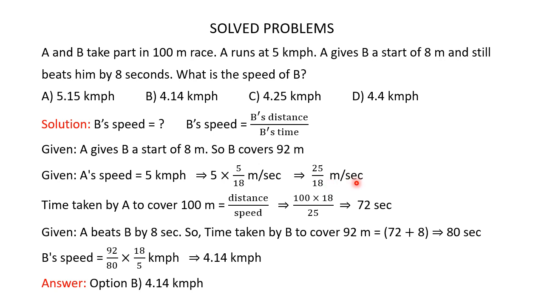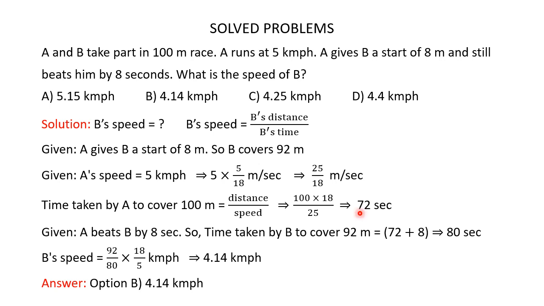So substituting those values here, we get time taken by A to cover 100 meters is 100 multiplied by 18 divided by 25, which is 72 seconds. This means A takes 72 seconds to cover 100 meters and reach the winning point. Now it's given that A beats B by 8 seconds. So this means that B takes 8 seconds more than A to reach the winning point.